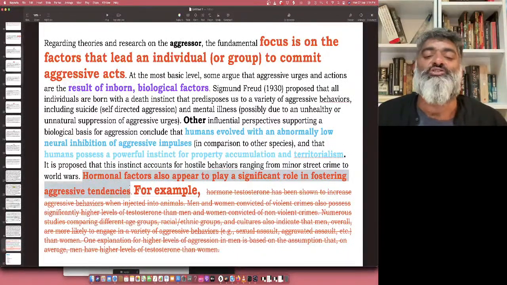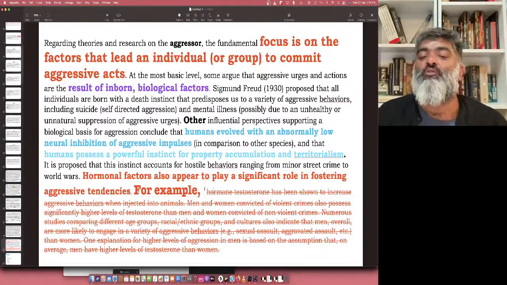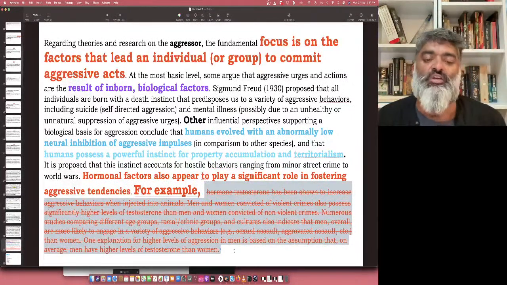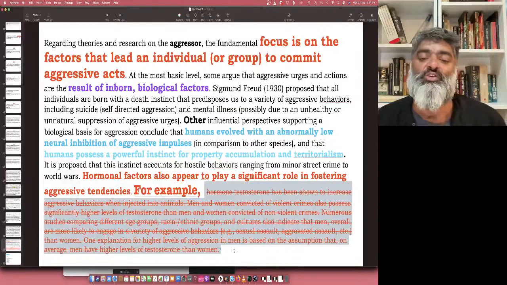Hormonal factors also appear to play a significant role. Now, what is the hormone? The hormone is testosterone. I'm just compressing information for you now. You can read it later, or hopefully you've read it earlier.